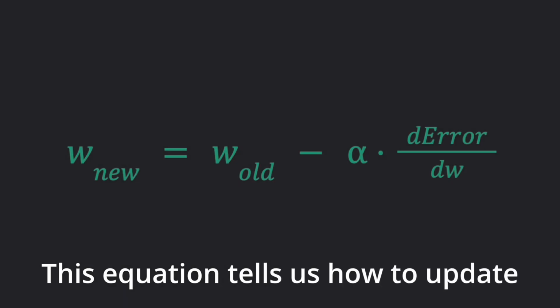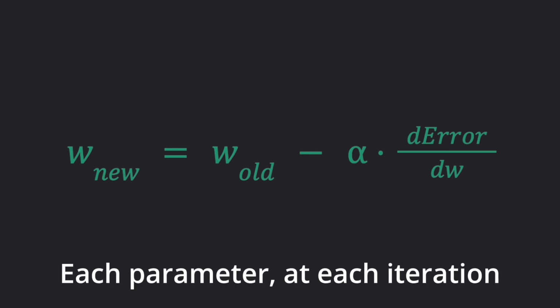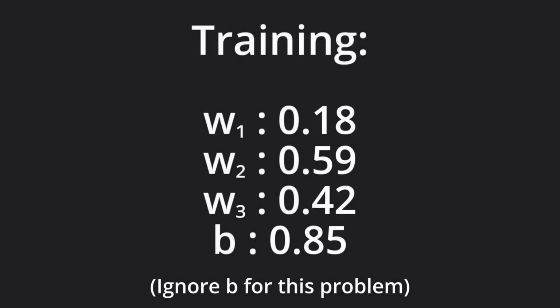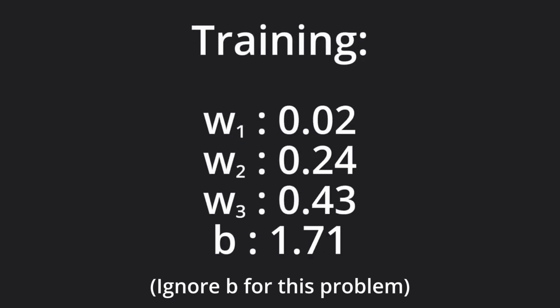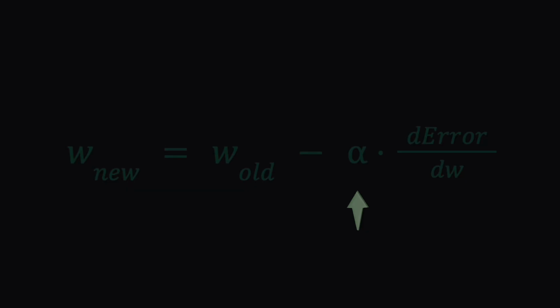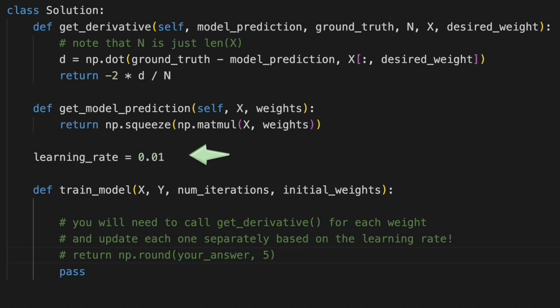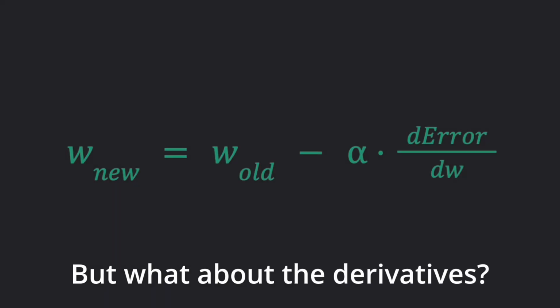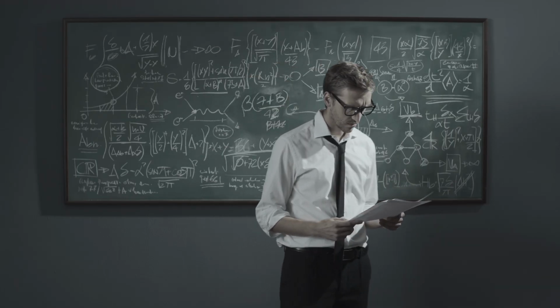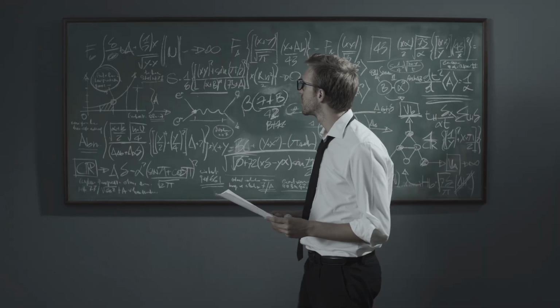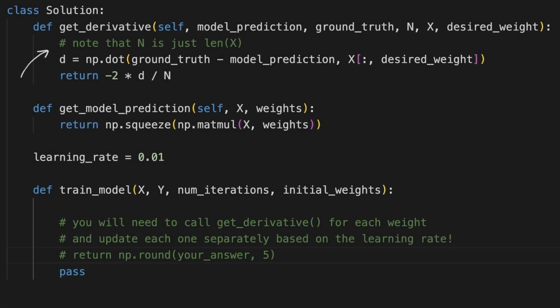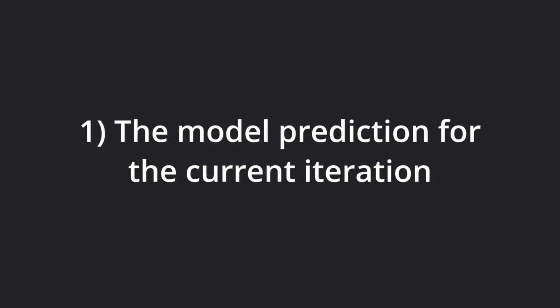This equation tells us how to update each parameter at each iteration. Let's use it to update W1, W2, and W3 at each iteration. The learning rate, alpha, is given to us as input, but what about the derivatives? Fortunately, we don't have to calculate the derivatives by hand since I provided the getDerivative function beforehand. GetDerivative just requires us to pass in the model prediction for the current iteration as well as the desired weight, W1, W2, or W3.